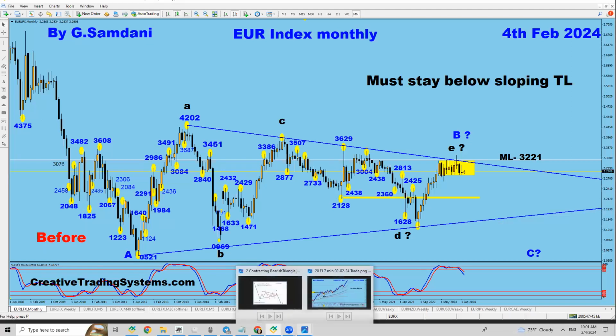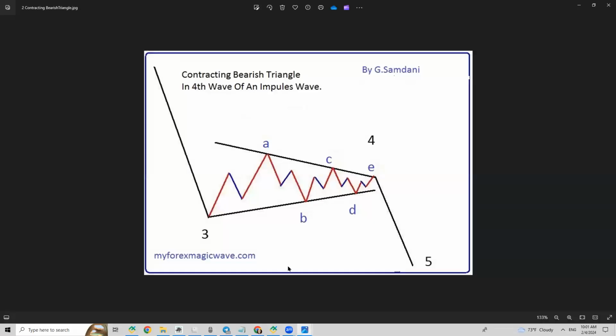This is called a contracting bearish triangle, and you have either wave 1 or 3. Usually that happens in either wave 4 or B. If it is A, then B, and then C, or 4, 3, 4, and 5. So this is how the triangle unfolds: A, B, C, D, E, 5 legs. And then it goes in the previous direction of the trend. This is where it's going to go, right?